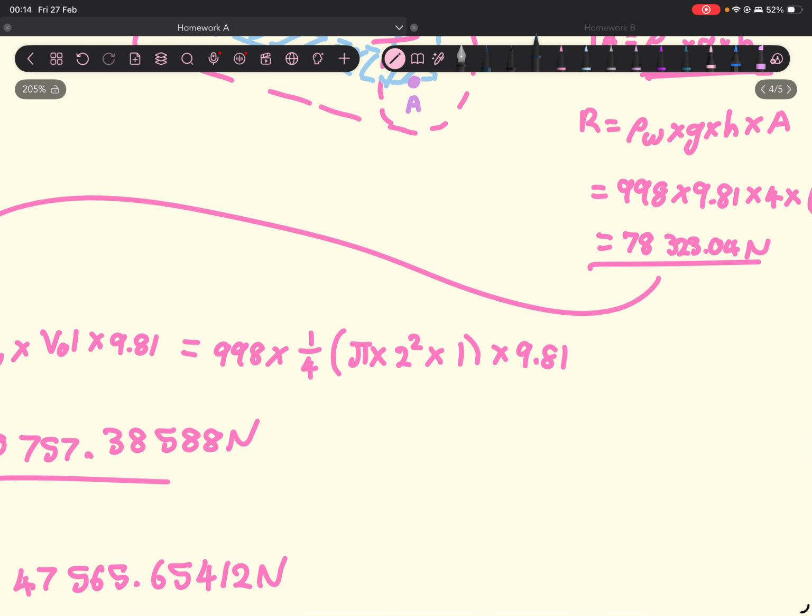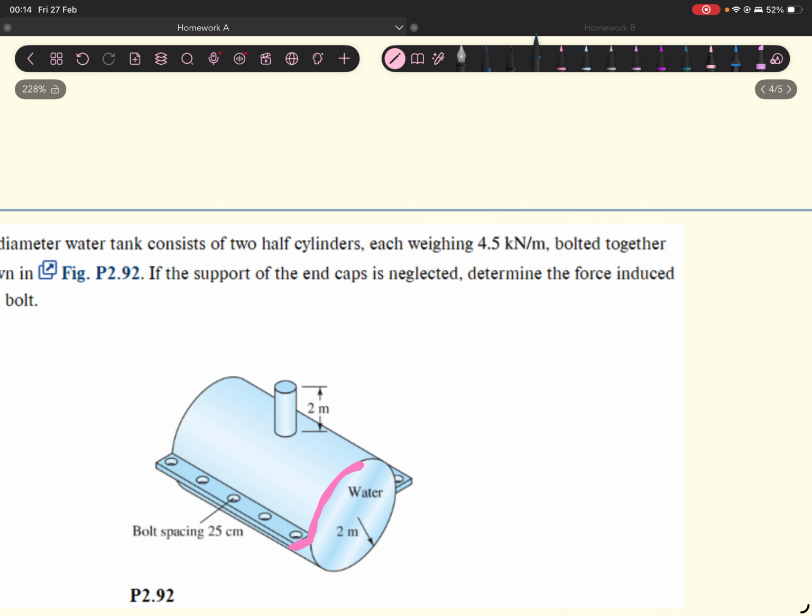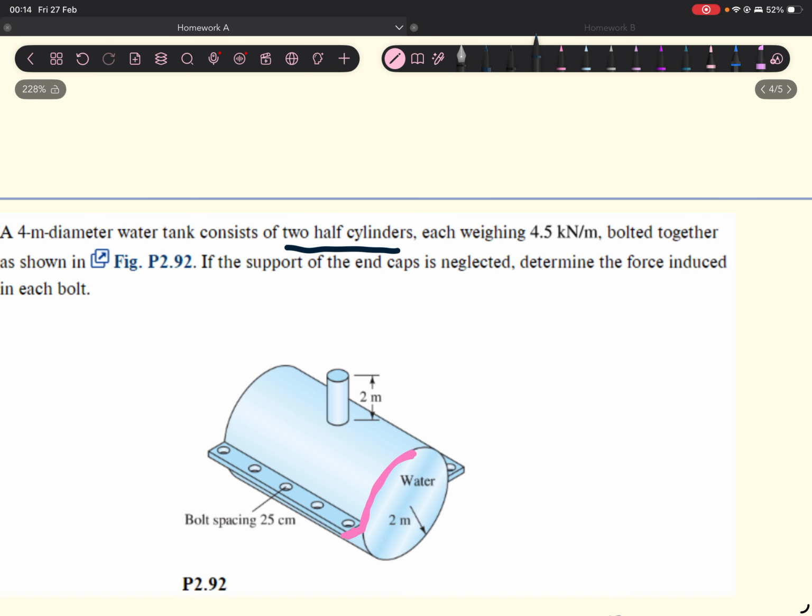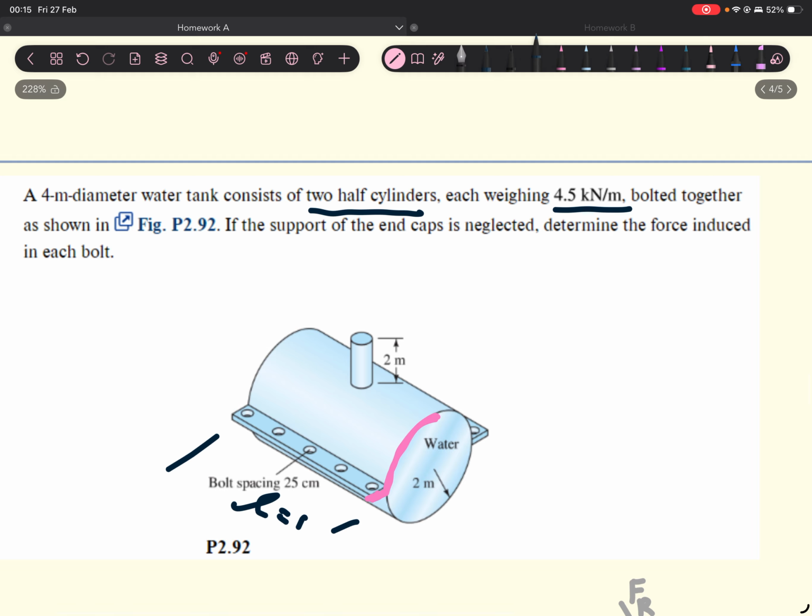So the weight of the tank, we're told that the tank consists of 2 half cylinders, and each half cylinder weighs 4.5 kilonewtons per meter. So the length of this is 1 meter long. So the top half will weigh 4.5 kilonewtons, because the length is 1 meter. If it was 2 meters, then it would weigh 9 kilonewtons, 4.5 times 2.